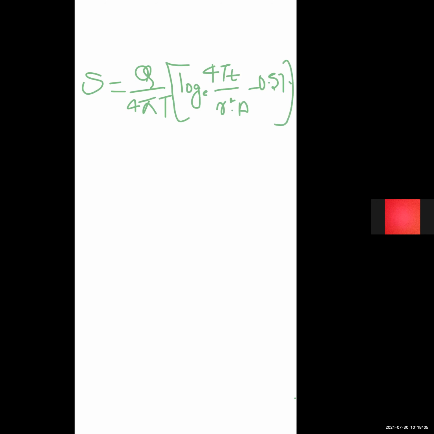This is the formula, where s is the drawdown in the observation well after a time t from the start of pumping in the main well. T is the coefficient of transmissibility of the aquifer. Q is the discharge pumped out from the main pumped well, a is the coefficient of storage, and r is the radial distance of the observation well from the main pumped well.